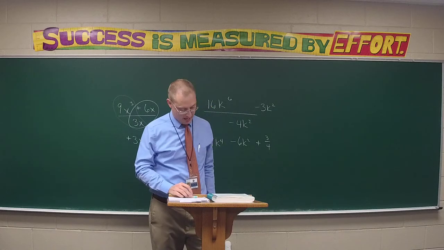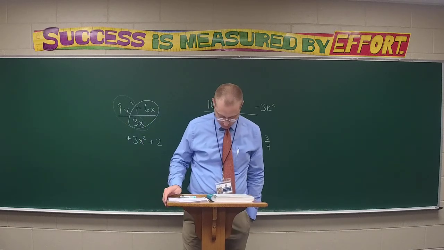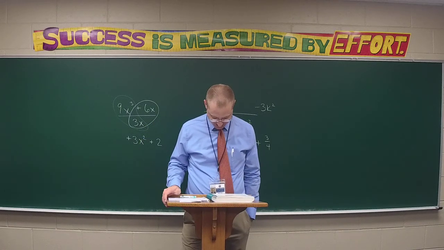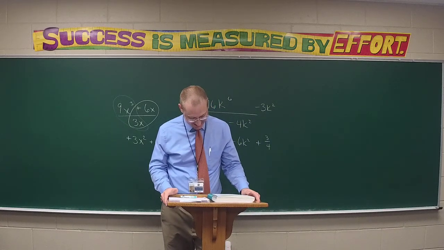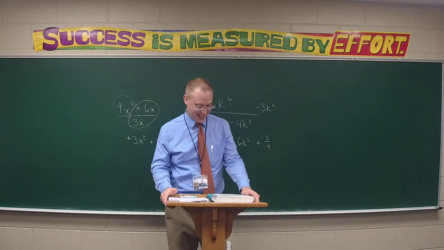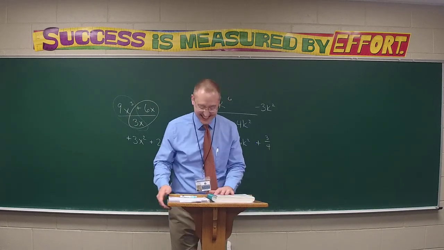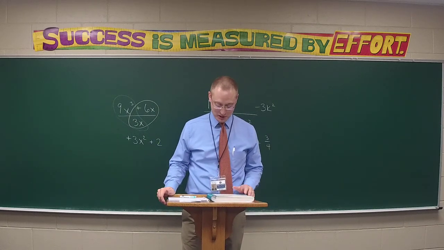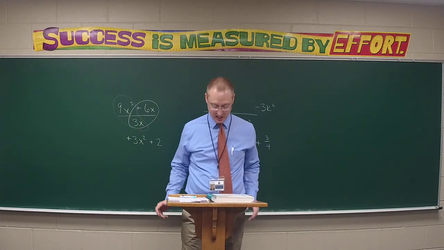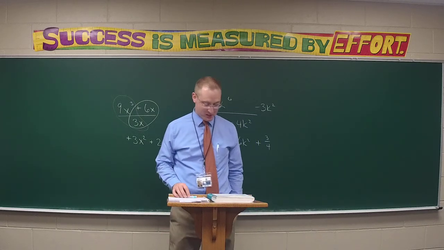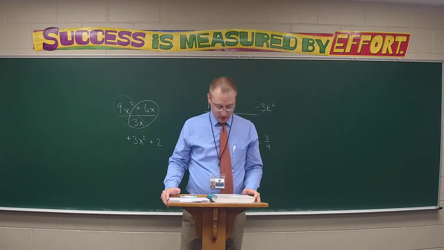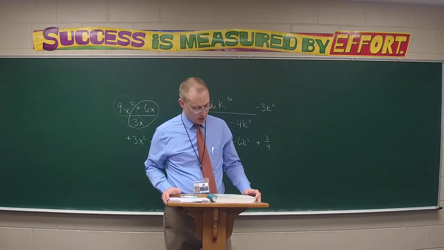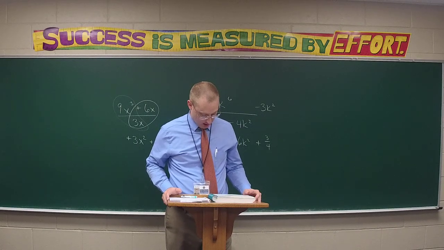Number 6, Maddie. Negative 5x to the 10th, positive 3x to the 6th, negative 11x to the 4th. That is correct. I can't tell if you did that on purpose or not. Negative 5x to the 10th, positive 3x to the 6th, negative 11x to the 4th. Number 7, Abby. 2c squared d, negative 4cd plus 1. There we go. 2c squared d, negative 4cd, positive 1.